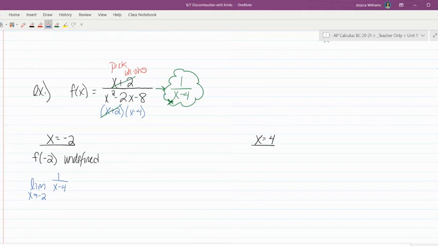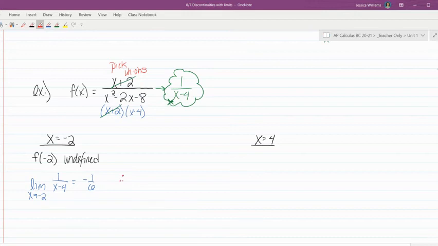And these have got to be quick. If they're not quick, you're probably doing too much. Because if I just plug in, I get negative 1/6. So here's what you know. The limit exists because I got negative 1/6, but the function value does not exist at that point. What kind of discontinuity is that?